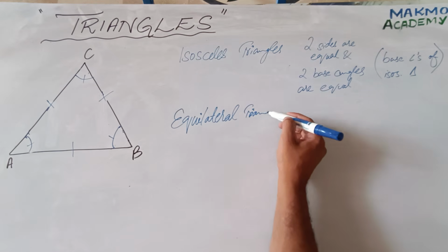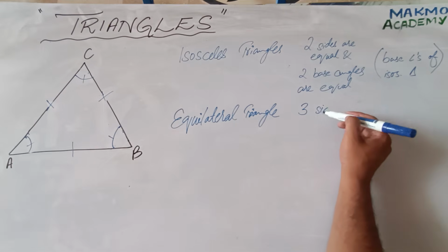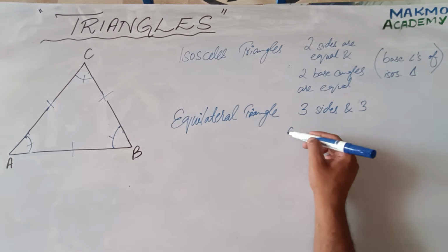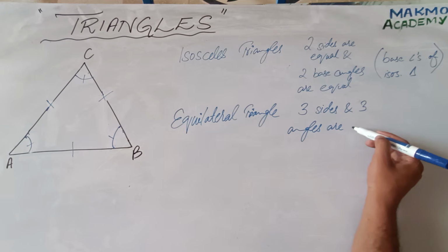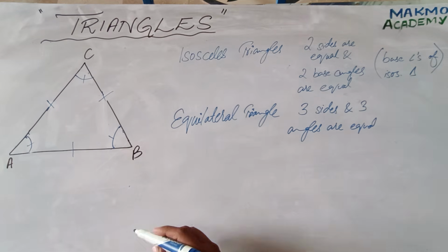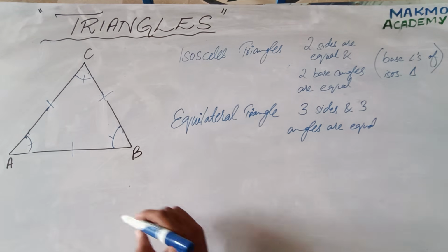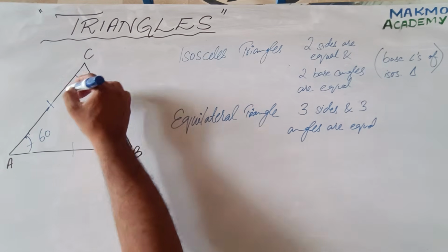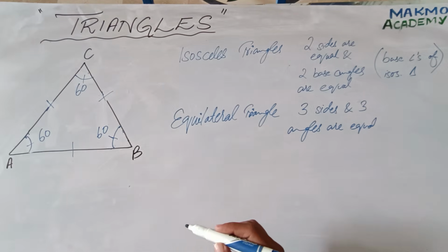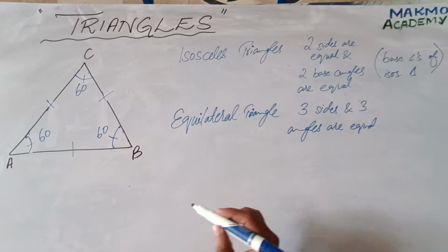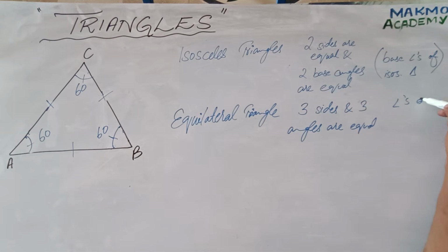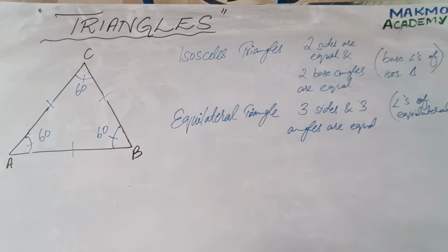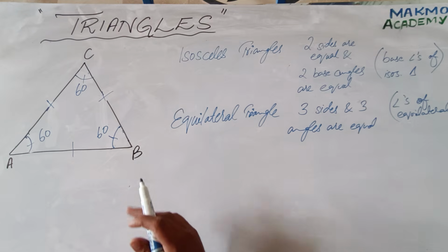Equilateral triangle. All three sides and three angles are equal with each other, and as you know the sum of all three angles is equal to 180, so each angle in the case of an equilateral triangle is equal to 60 degrees. Angles of equilateral triangle, this is the abbreviation related to angles.